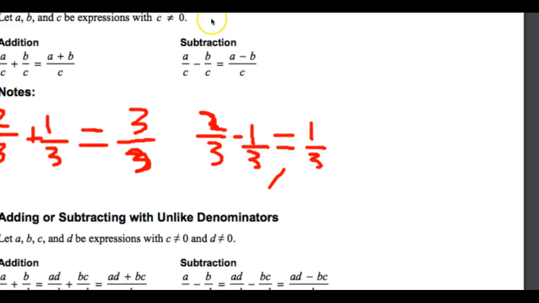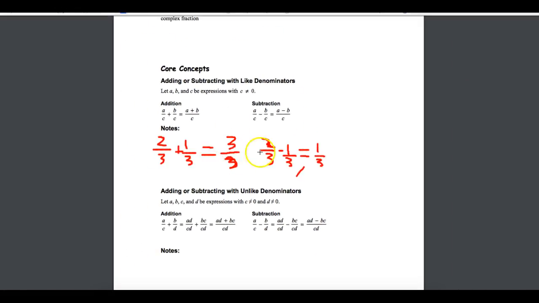So let me go ahead and zoom out of this. There we go. So again, when you have like denominators, they stay the same. In both of these examples, our denominators were already like.